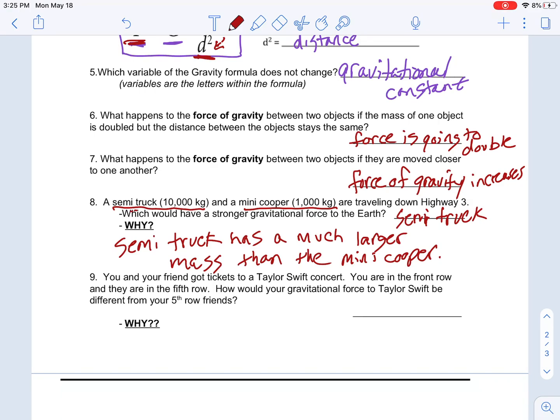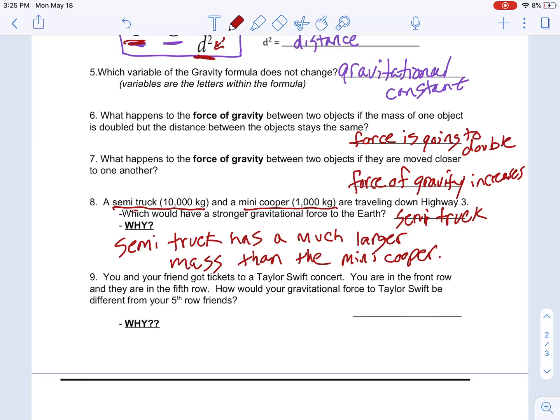All right, now if you're a huge Taylor Swift fan like me, I've been to 2 shows, and you better not tell anybody that, but I've been to 2 shows. Now, I would be very jealous if somebody had front row seats, but in this example, I'm in the front row, and they're in the fifth row, so I'm much closer to Taylor Swift than my friends in the fifth row. So my distance is much closer, so my attraction is going to be much greater.